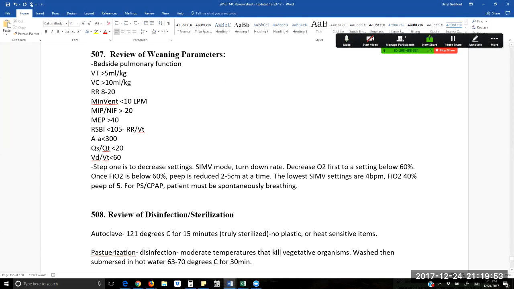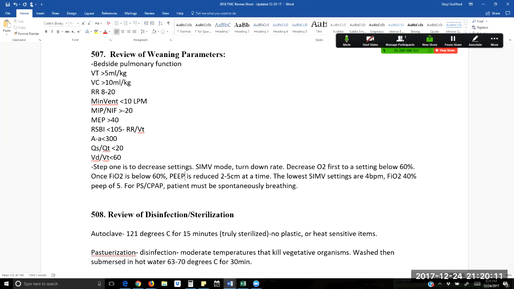All right. So to wean, we usually turn down the SIMV mode, turn down the rate, decrease the oxygen, get them down to 60%. Once the FiO2 is below 60, then PEEP is reduced 2 to 5 centimeters at a time.